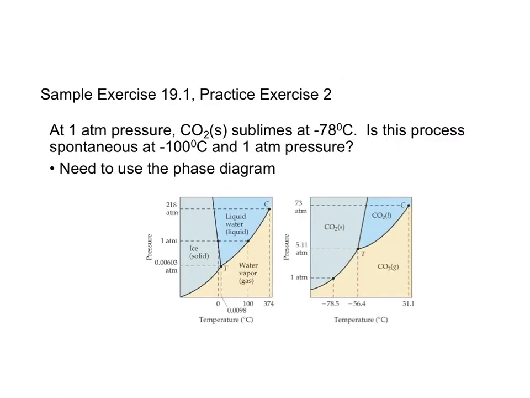All right, there's a sample exercise, and I really want you to do these. It says at 1 atmosphere pressure, CO2 sublimes. We have all seen what dry ice does. Actually, we did prior to the pandemic, but now it's kind of hard. Is this process spontaneous at 1 atmosphere? Well, you really need to use the phase diagram. If I pull this phase diagram up from the textbook and I look at 1 atmosphere and at minus 100, it is not going to turn into a solid. This is where it is in the gas phase.